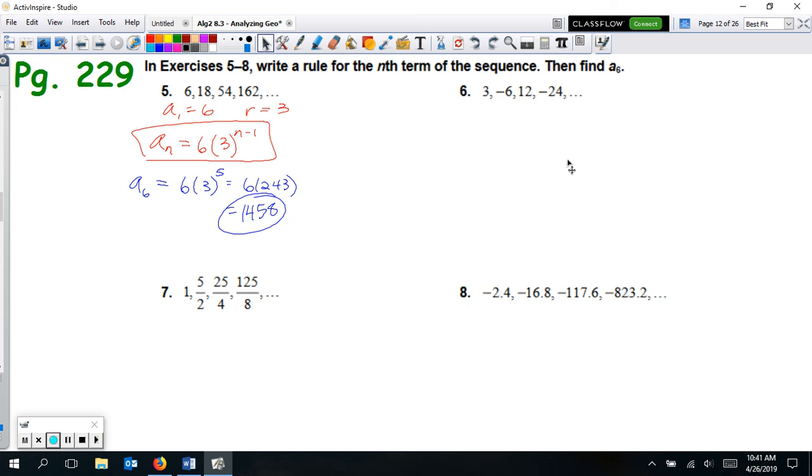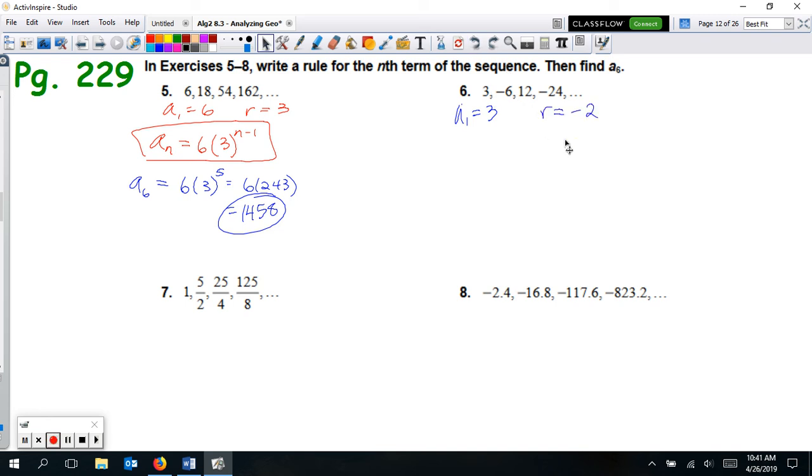But again, if we're just doing the sixth one, we can do it this way. Number 6, so our first term obviously right there, 3. That's easy to spot. The common ratio, what would the r be? What are we multiplying 3 by to get a negative 6? Well, we need to multiply by a negative, and it needs to be negative 2. So negative 2 is the common ratio.